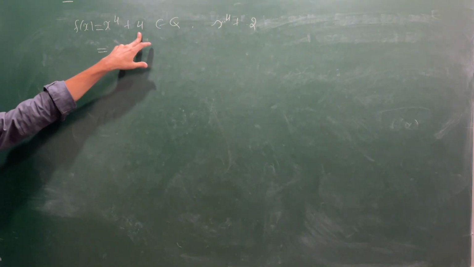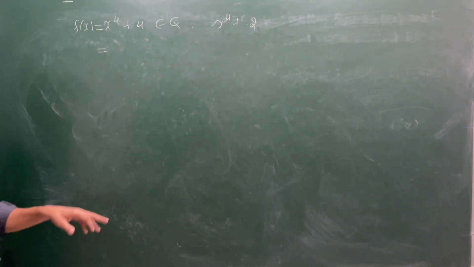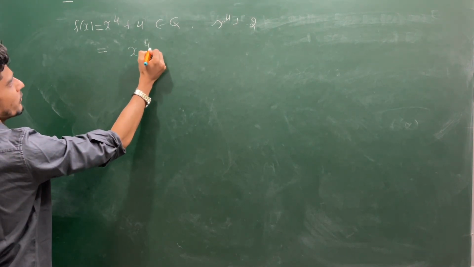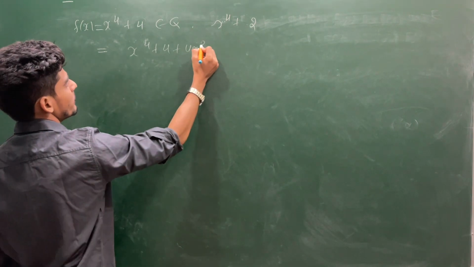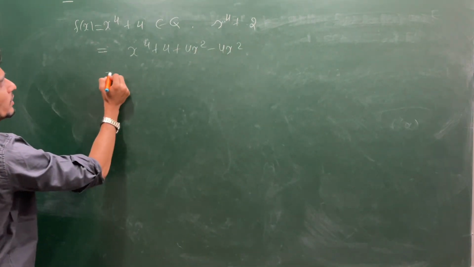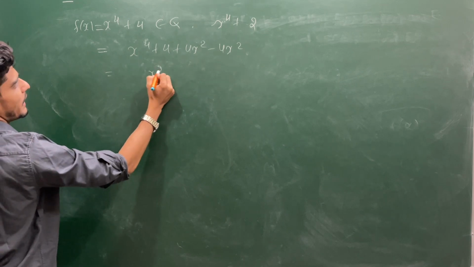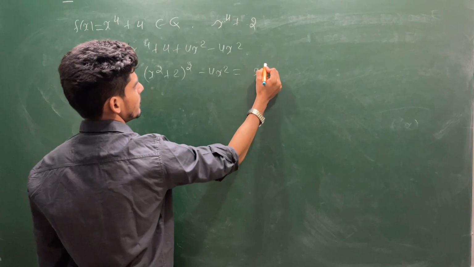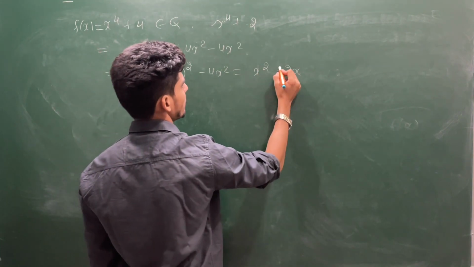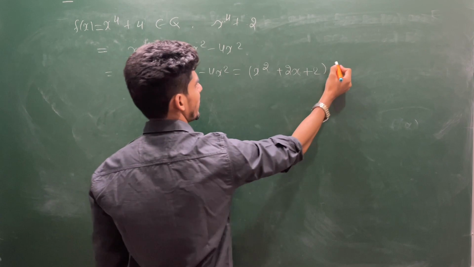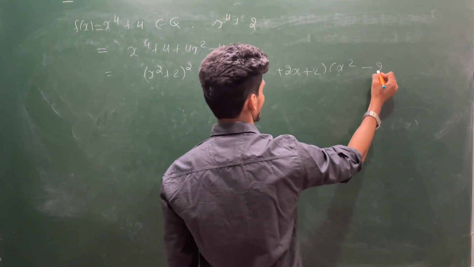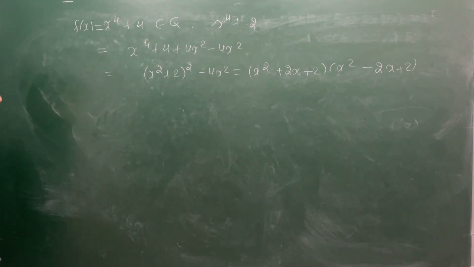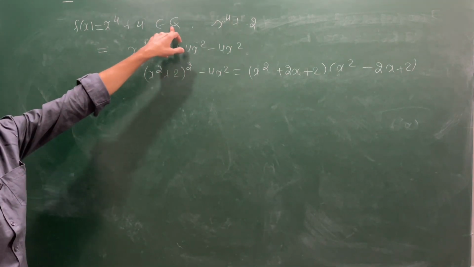But this polynomial, x power 4 plus 4, you cannot check by Eisenstein criterion. Actually this is reducible. If you see like this, x power 4 plus 4, you add 4x square, you subtract 4x square, then you will be having x square plus 2 whole square minus 4x square, which is x square plus 2x plus 2 times x square minus 2x plus 2. You are having this situation. Clearly this does not have any root in Q.